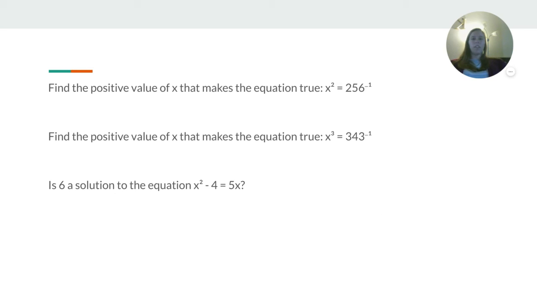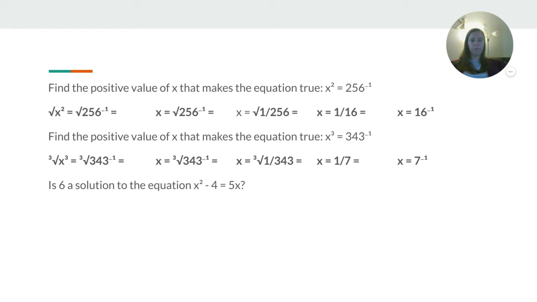Okay, now something that's a little more unique. So when you have a number to a negative, what that looks like is this. So you're going to take the square root of x squared and of 256 to the negative first, and then you are left with x equals the square root of 256 to the negative first, and then to get rid of that negative 1, you flip it. So it's the square root of 1 over 256. Simplified, we know that 16 times 16 is 256, and so then you can rewrite it as 16 to the negative first.